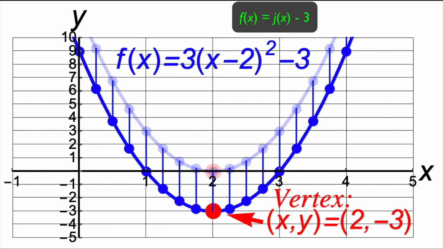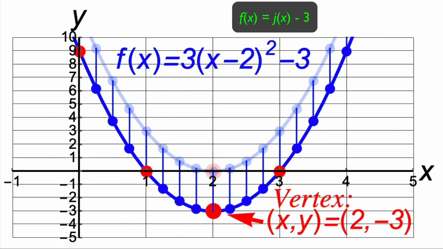The vertex gets translated from the point 2, 0 to the point 2, negative 3. And for each value of x, the slope of the graph is the same, because this is a rigid downward translation. Also notice that the intercepts are in the correct spots. The x-intercepts are 1 and 3, and the y-intercept is 9, just like we found before.